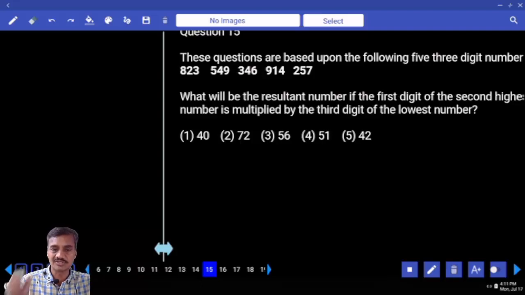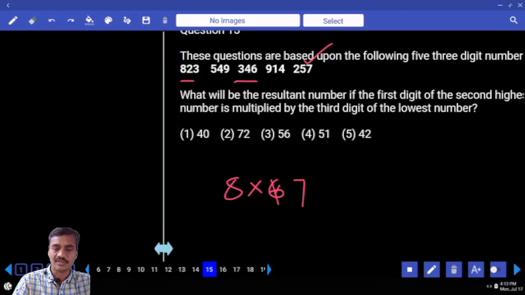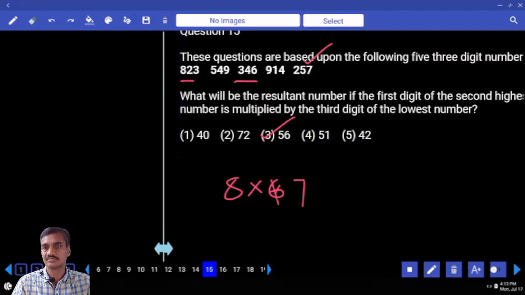And the second highest number, what is the second highest? 8. Now what is the first digit? 8. It is multiplied with the third digit of the lowest number. Lowest number 846. Third digit is 6. 8 into 6, isn't it? Now the lowest number 257. Now 257, 7. 8 into 7, 56, choice.